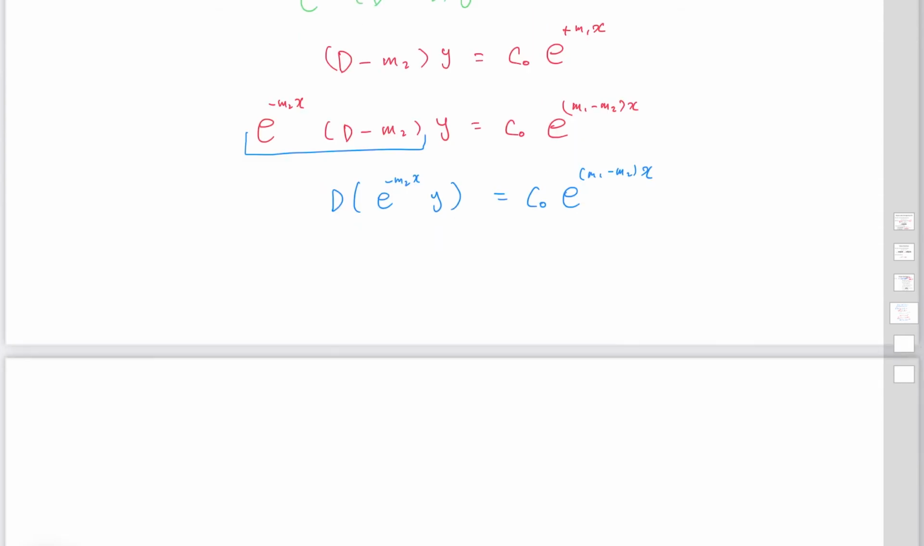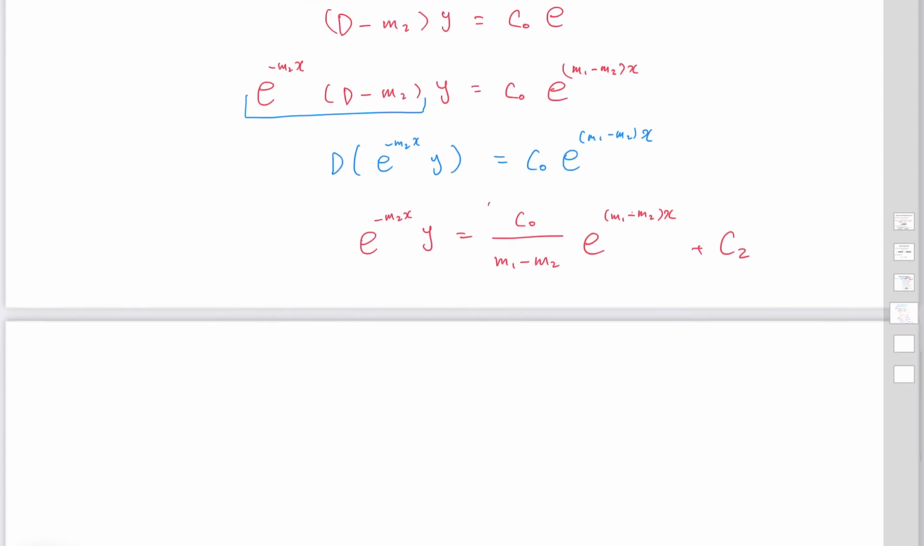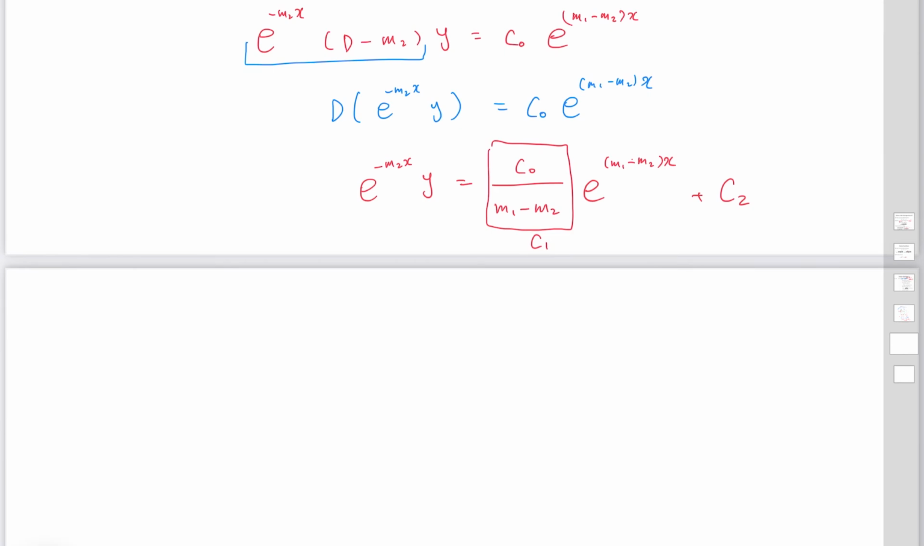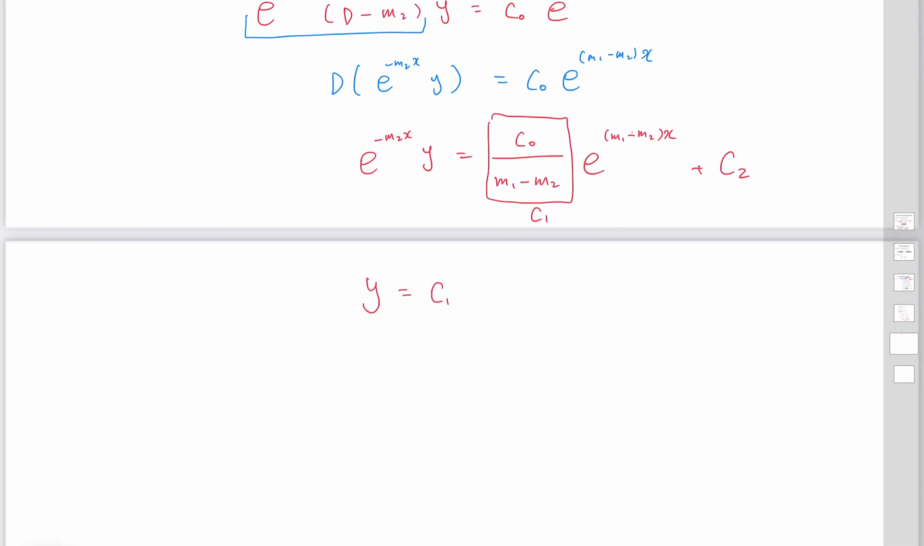Then we can integrate both sides of the equation. e^(minus m2 x) y, integrating this quantity, is c0 over (m1 minus m2) times e^((m1 minus m2) x) plus an integration constant. Then c0 over (m1 minus m2) is a constant quantity. We rename it c1. Then by multiplying both sides of the equation by e^(m2 x), we have the general solution of y: c1 e^(m1 x) plus c2 e^(m2 x).